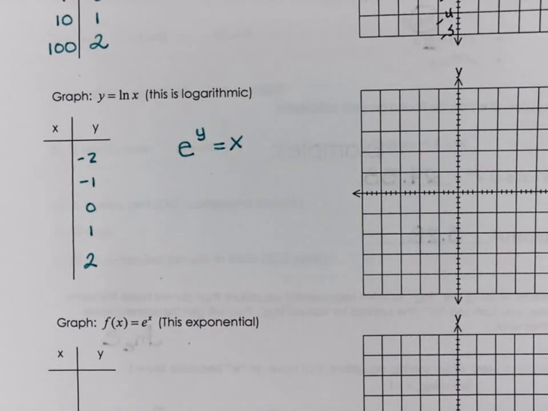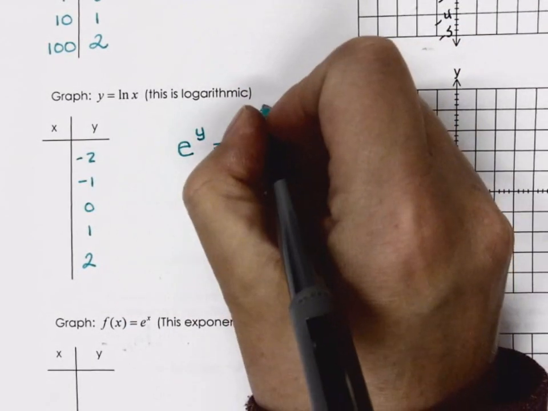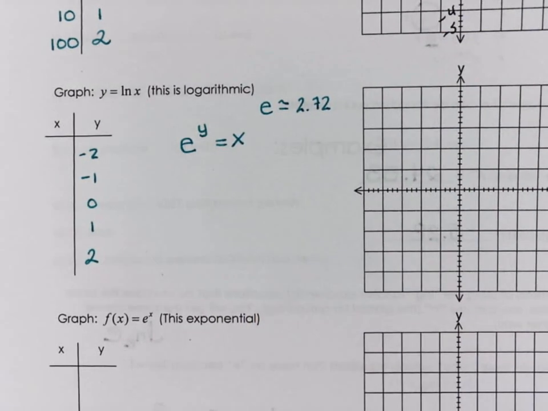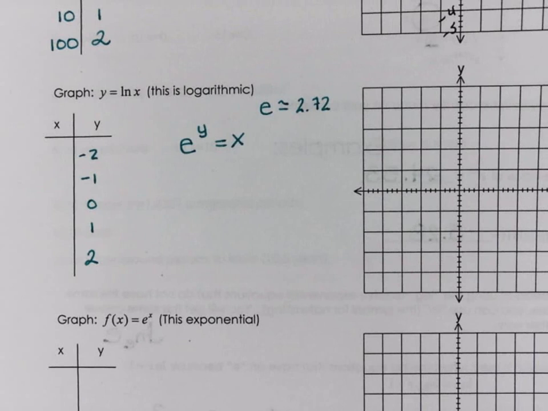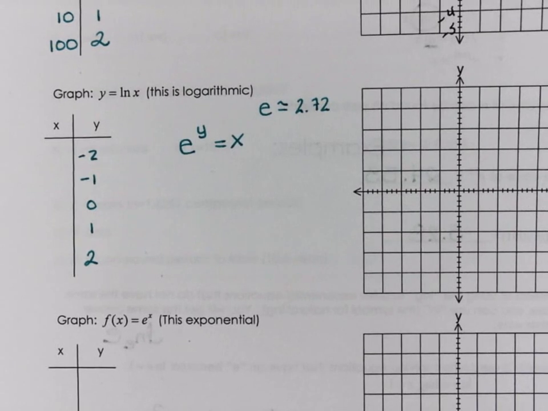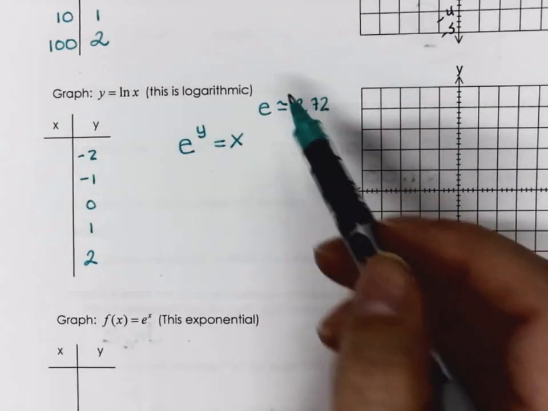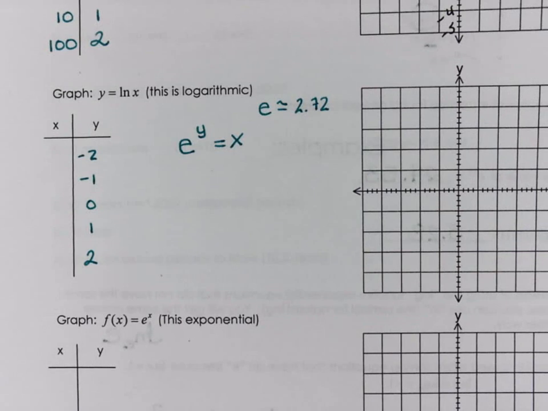What do we know the value of E is? Just like when you tell me pi is 3.14, what's the value of E? 2.72 if we were to round it. So E is approximately 2.72. And that number you need to remember. These natural log graphs can show up on booklet 2, no calculator provided. So you need to have this information stored somewhere in your brain.